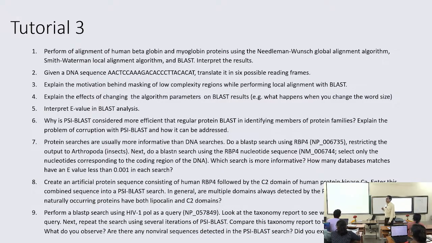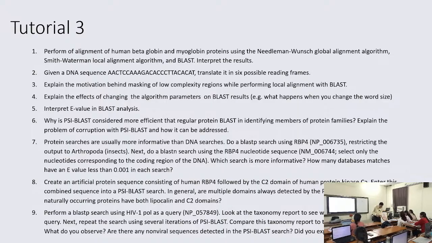Okay, question number 3 in the tutorial is: explain the motivation behind masking of low complexity regions while performing local alignment with BLAST. Anyone? Question number 3. Just think and try to answer. What did you say? Sure, that the hits that we are getting are due to the significant alignment, not because of the repetitive sequences. Oh, not because of the repetition of sequences.